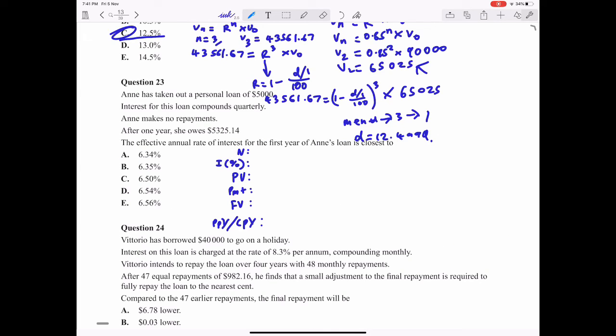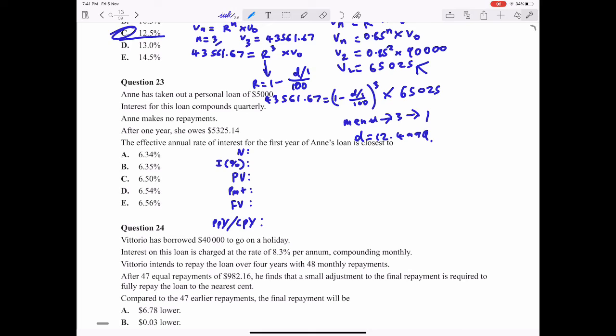Question 23. Annie has taken out a personal loan of $5,000. Interest for this loan compounds quarterly and she makes no repayments. After 1 year, she owes $5,325.14. The effective annual interest for the first year of Annie's loan is closest to.